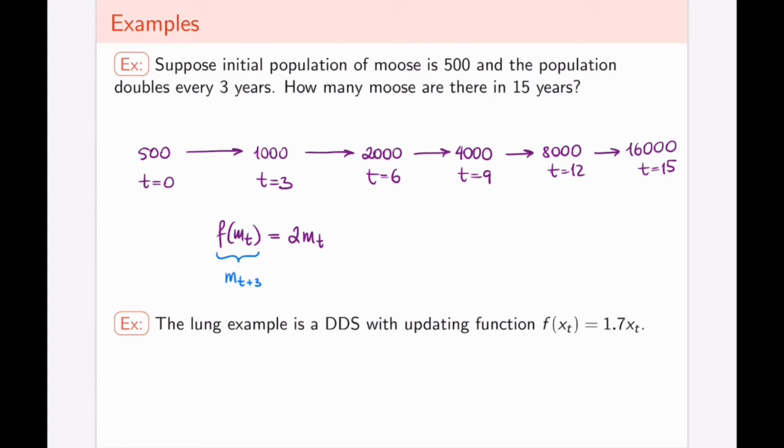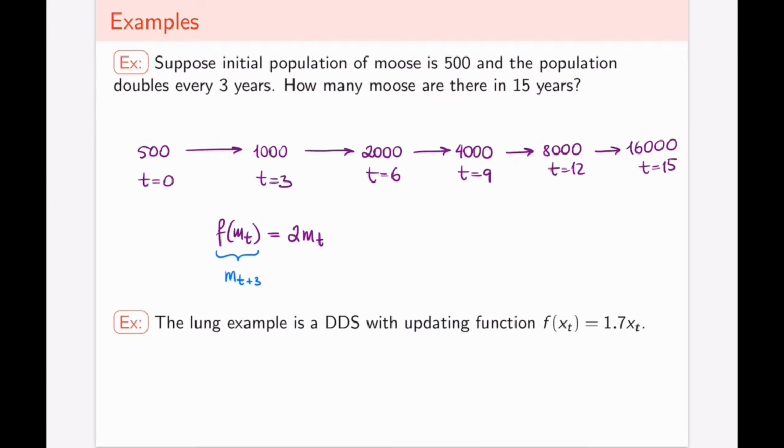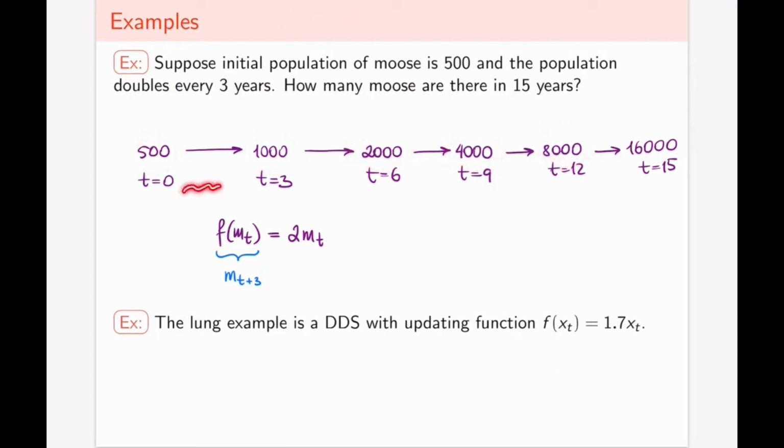The other way to think about this, of course, to begin with, is how many doublings are we going to have? If the population doubles every 3 years, there's going to be 5 doublings altogether in the 15 years, and therefore you can shorten this process. Now, what makes the system discrete is the fact that we only take measurements at very specific points in time and not at every single possible point in time.